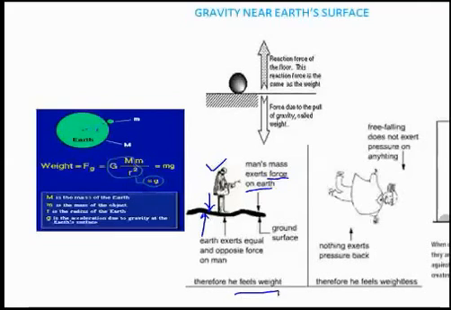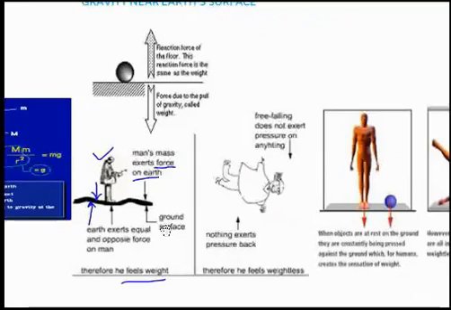the man feels weight. Now, in the second scenario, a man is allowed to have a free fall, or he could be coming down in a lift from the 10th floor to the first floor. Whenever an object is freely falling, it does not exert any pressure on anything. So there is no action happening over here. The action is equal to 0. When there is no action, then obviously there is no reaction.